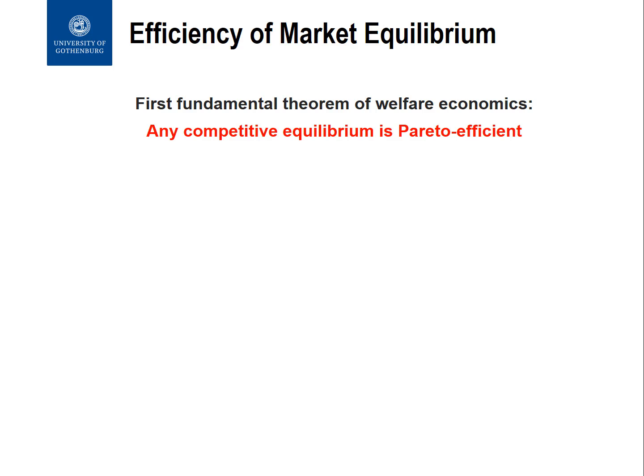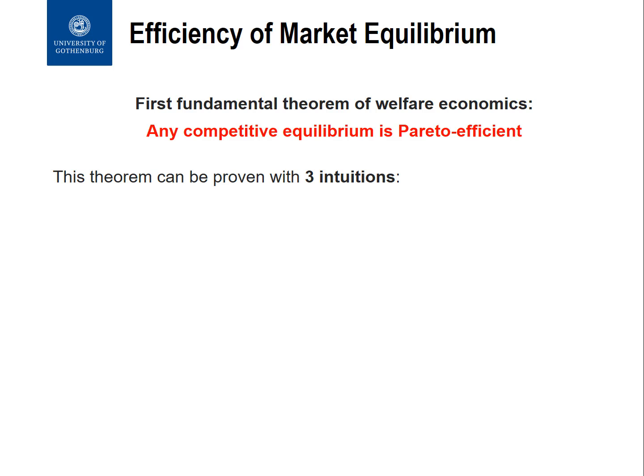So one important property of the market equilibrium lies in the first theorem of welfare economics. Any competitive equilibrium is Pareto efficient. That means that at the market equilibrium in a competitive market, we can't make any individual better off without making any other individual worse off. So this is the best outcome we can achieve in terms of Pareto efficiency. This theorem relies on three intuitions that I'm going to give you.